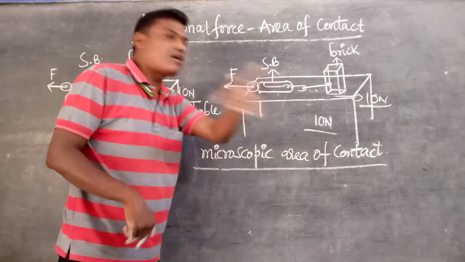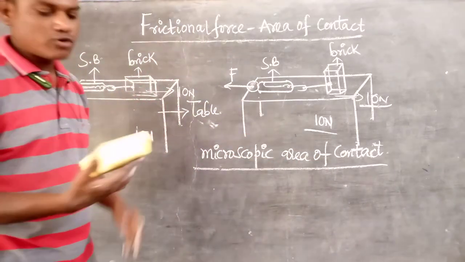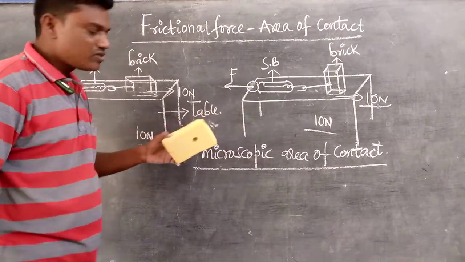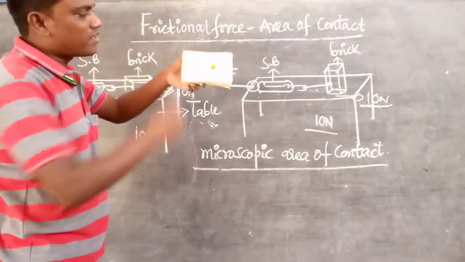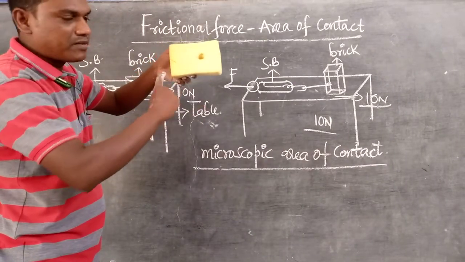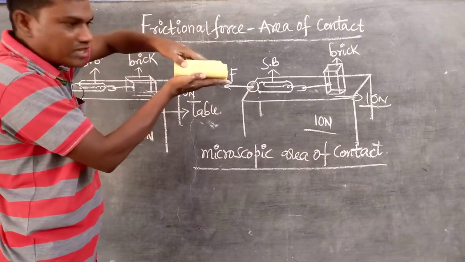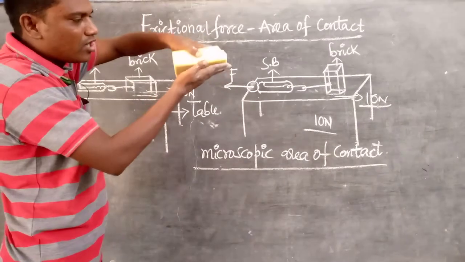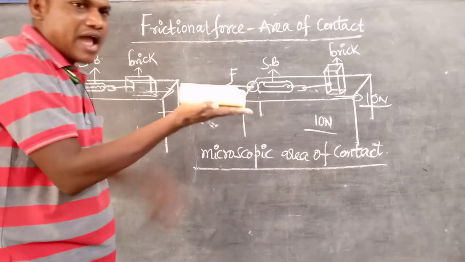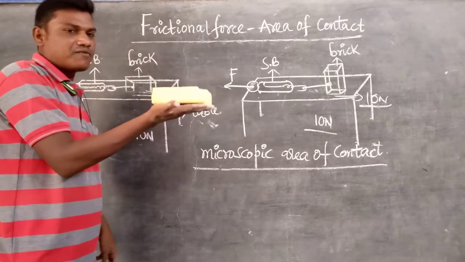The microscopic area of contact. What is the microscopic area of contact? Here we are observing that, for example, in this one, according to the area of contact, we considered this totally. When this is placed on the table or on any book, you draw the boundary. The space occupied is called the macroscopic area of contact.